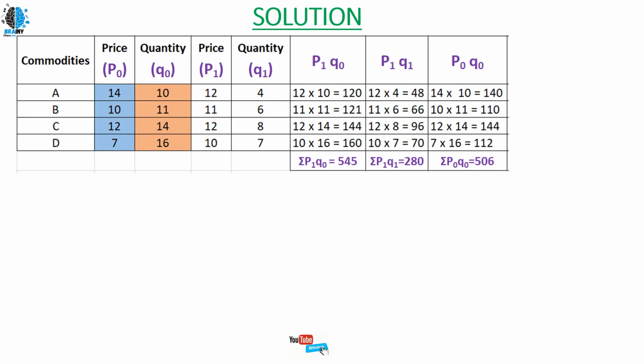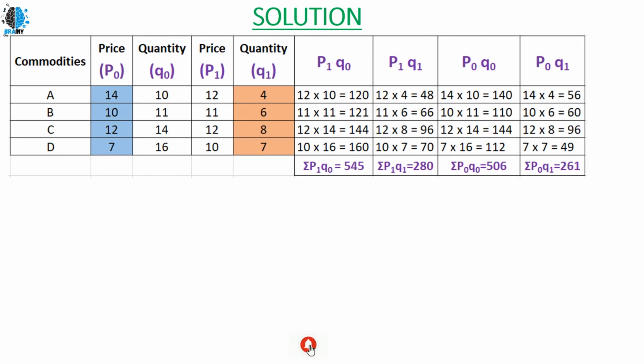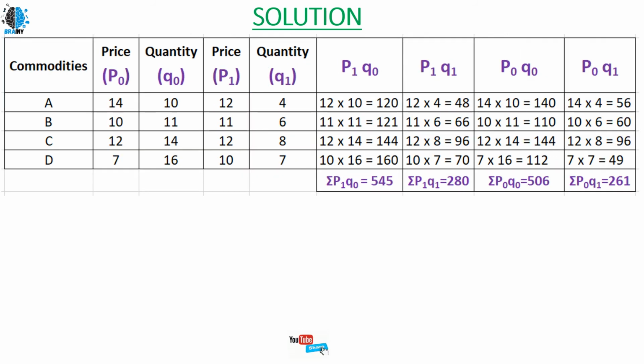Next I have P0 Q0. I calculate these two columns and get the summation value 506. Next column I have is P0 Q1. I multiply these two, and at the end I get the summation value 261. 261 is the summation value of P0 Q1. So this is all about my calculation table.